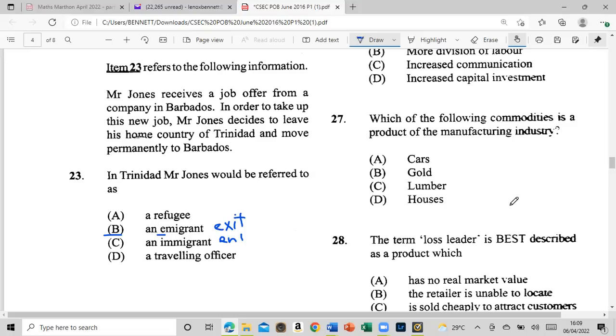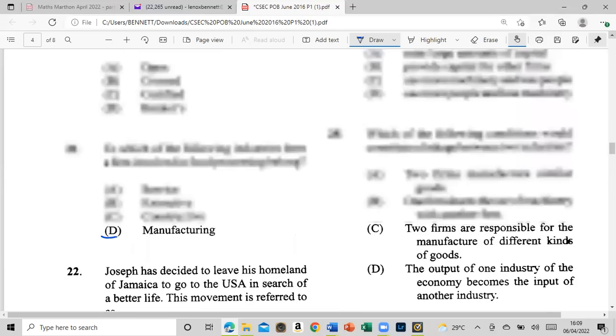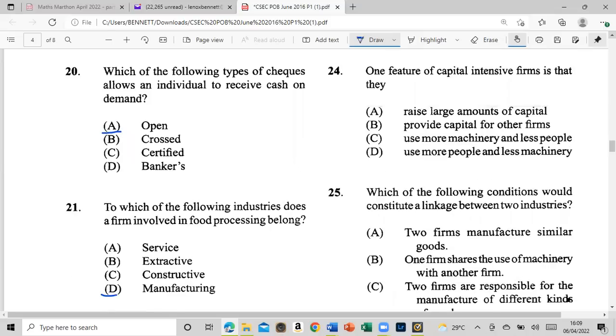So let's move on to 24. One feature of a capital intensive firm is that they, A, raise large amounts of capital, B, provide capital for other firms, C, use more machinery and less people, or D, use people and less machinery? That would be C, use machinery and less people.